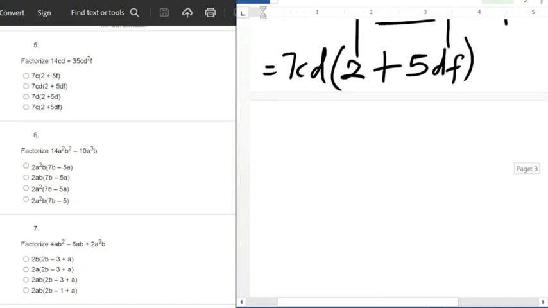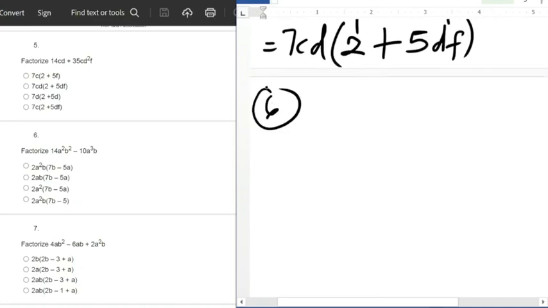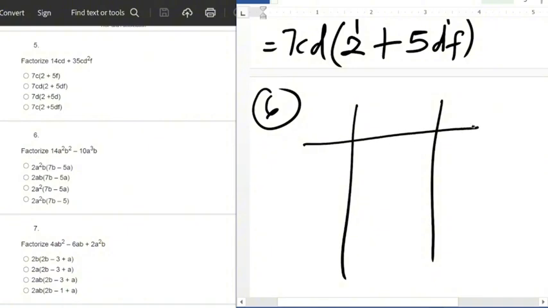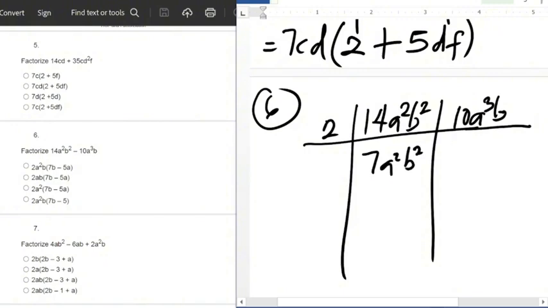So let's go to question number 6 now. Question number 6 is also factorization. Factorize 14a squared b squared minus 10a cubed b. The same thing will be done, so let's use the fastest method here. We have 14a squared b squared and 10a cubed b. What can go is 2. This will be 7a squared b squared, and this will be 5a cubed b.